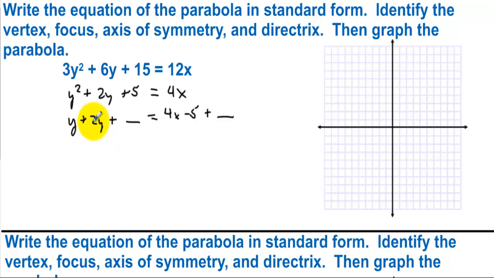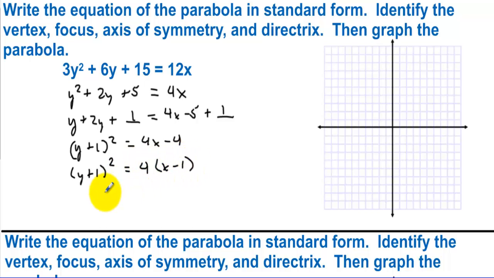2 divided by 2 is 1. 1 squared is 1. We need to add 1 to both sides. We have y plus 1 squared on the left side and 4x minus 4 on the other. To finish this, so we get in the proper form, we need to factor out a 4. The vertex is (1, negative 1). 4p is equal to 4. That makes p equal to 1.